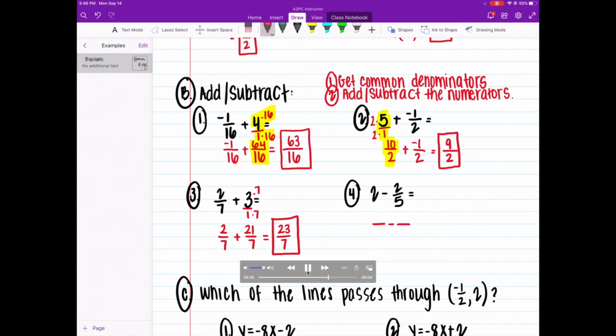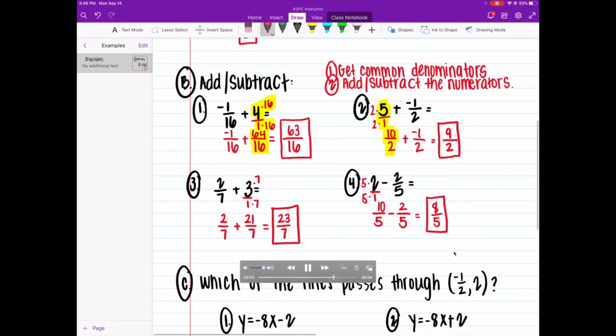And then for number 4, when I go to get common denominators, this time they're 5. And so once again, I take 2 over 1, and I want to think about what do I need to multiply a 1 by to make it turn into a 5. So from here, I multiply top and bottom by 5, giving me 10 over 5 minus 2/5. And so then from here, we know that our denominator is going to stay at 5. 10 minus 2 is 8. 8 over 5 is our answer.